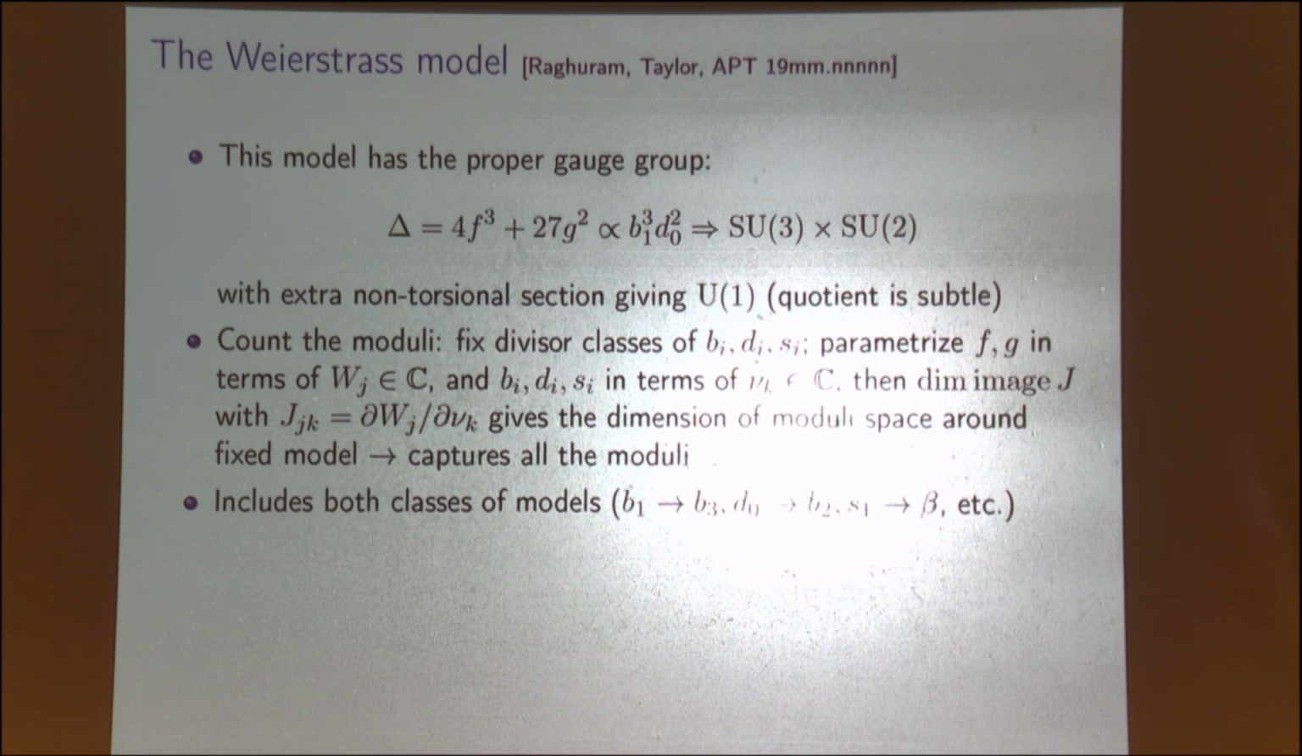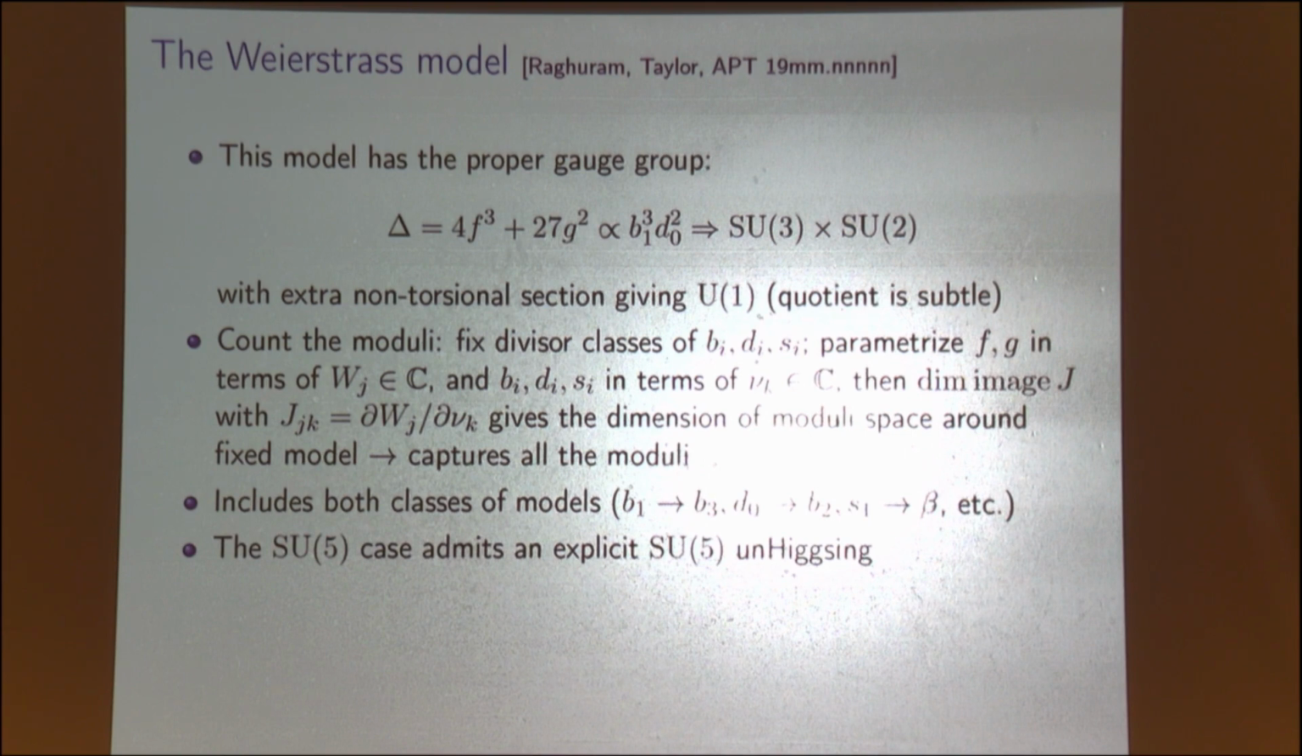We see that it does include both of the classes of models that we identified in the last section. So you can identify the parameters of the Weierstrass model, B1, D0, and S1, with the anomaly coefficients, B3, B2, and beta that we talked about in the last section. And you get exactly those classes of models.